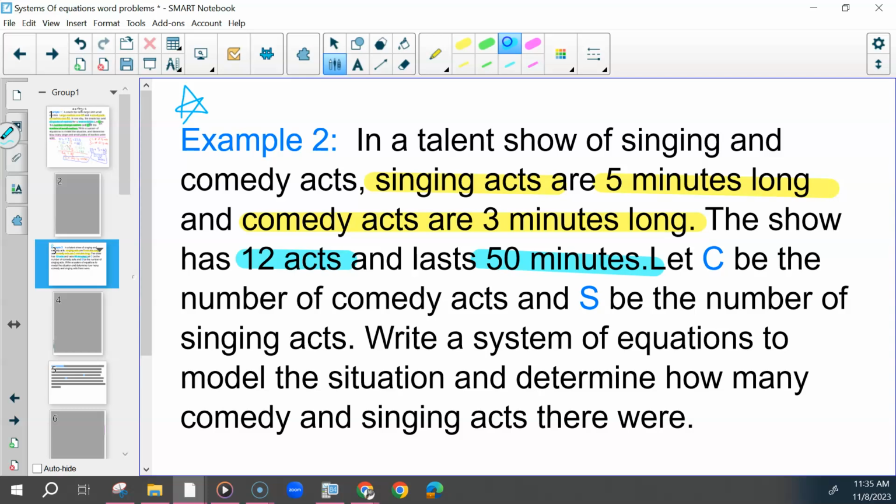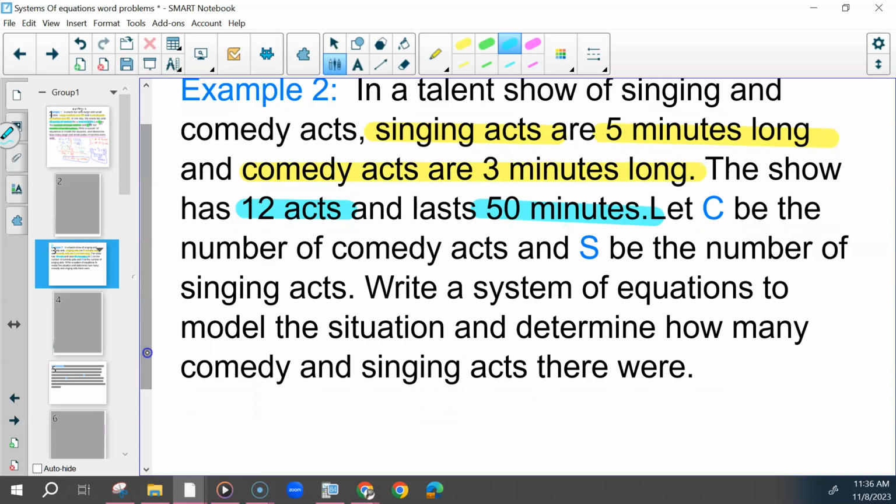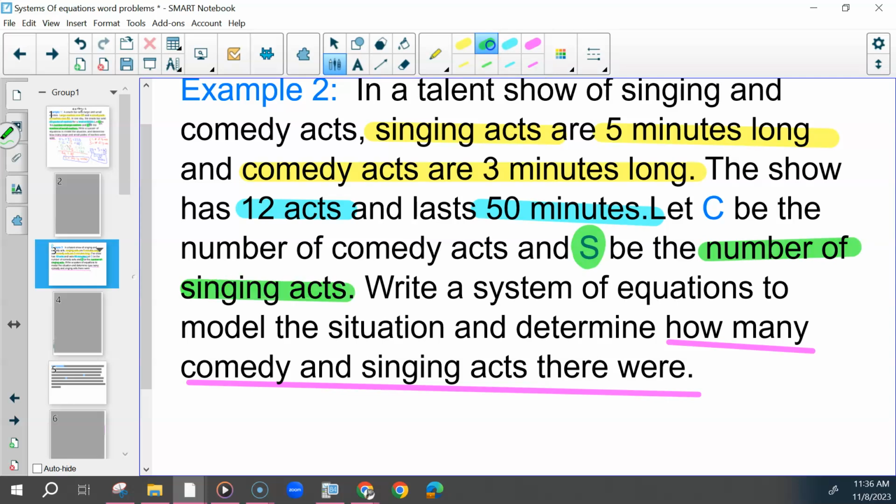What is the question looking for? Number of comedy. Is that all? I think so. Comedy and CD. There we go. Oh, and then 2 other things that are important here. The number of singing acts, and we have those as variables already. S is the number of singing acts. C is the number of comedy acts.